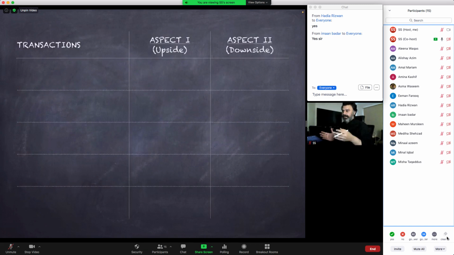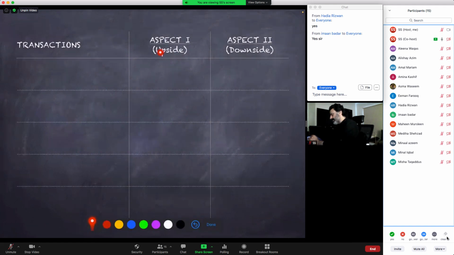Every transaction is a collective whole that represents two aspects. Aspect one represents the economic benefit, the upside or the brighter side of the picture, the action. Aspect two is the reaction of that action, which represents the economic cost, the darker side of the picture, or the downside. One aspect is the upside or the brighter side of the story, and the other tells you about the darker side of the story.